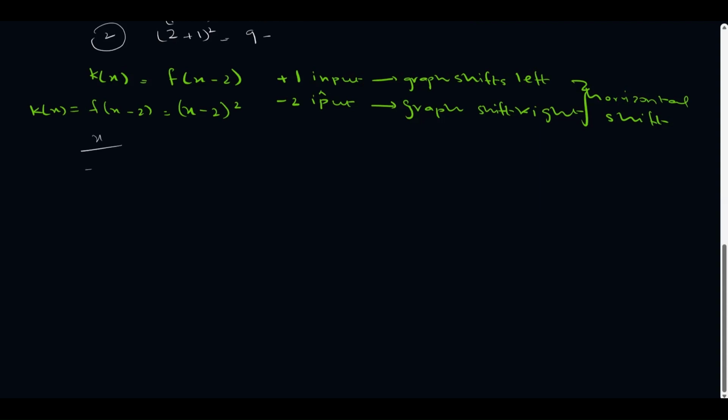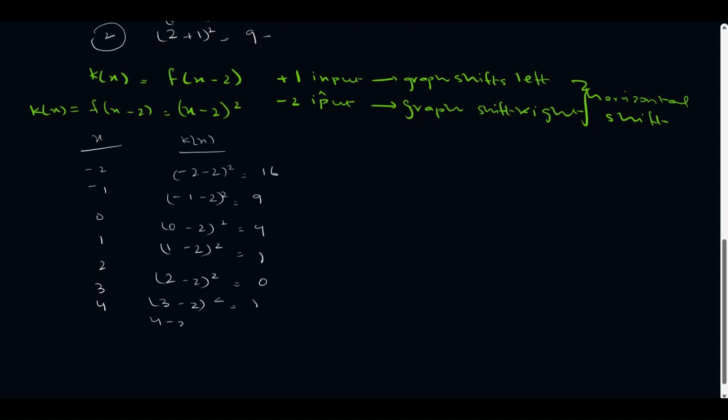So we'll start from -2, -1, 0, 1, 2, 3, 4. And now let's try to find the value of k(x) here. For -2, it will be -4 whole squared, which will be 16. Then for -1, we have -3 whole squared, which will be 9. For 4, 4 - 2 will be 2 whole squared, which will be 4. Okay, basic algebra, we found the values, and let's try to plot this graph now.